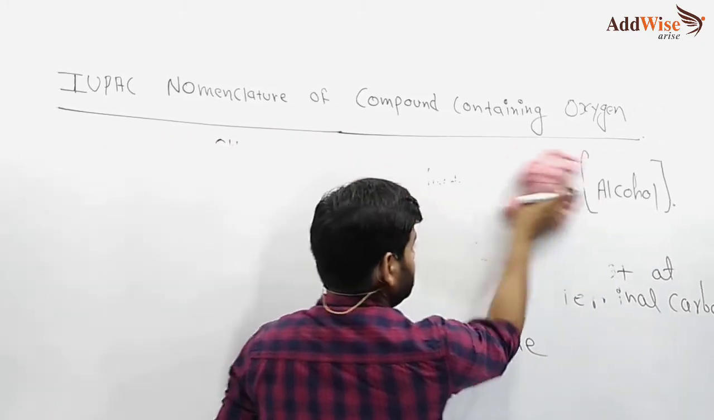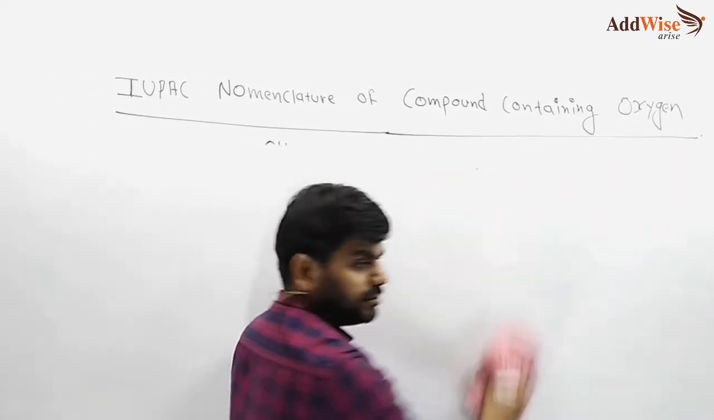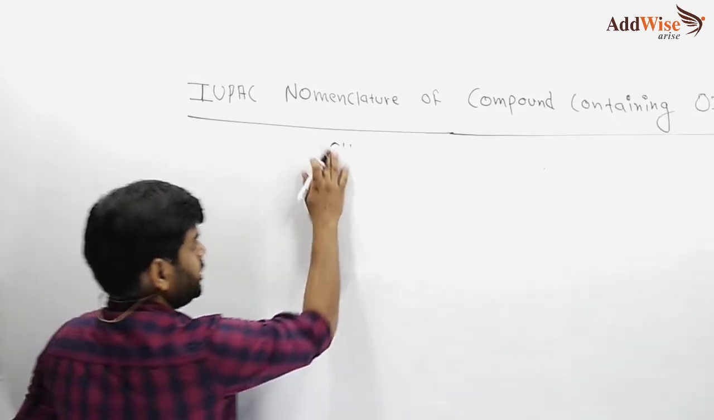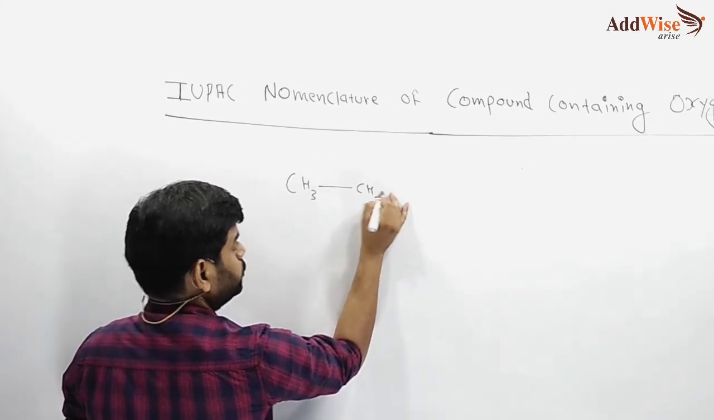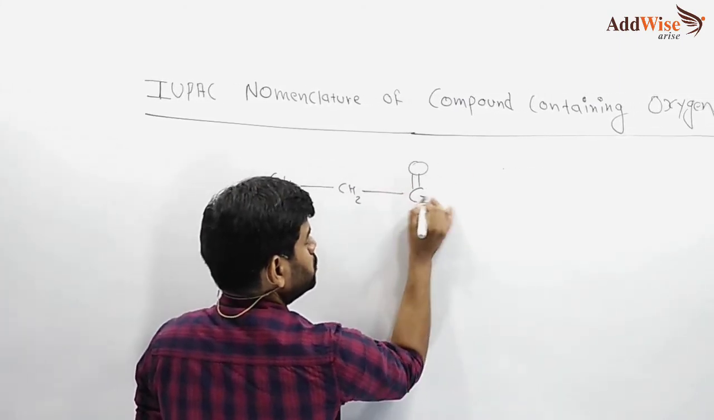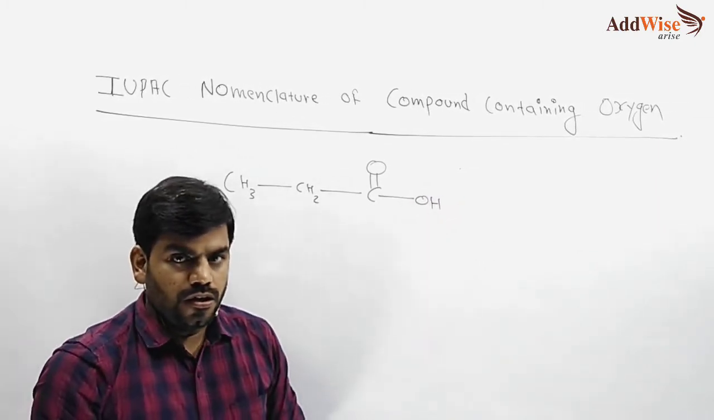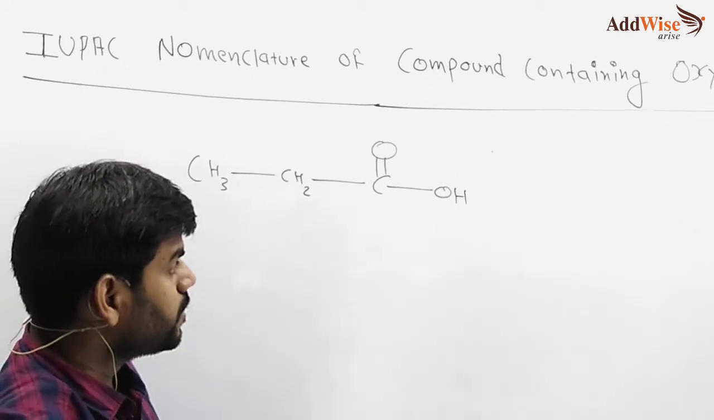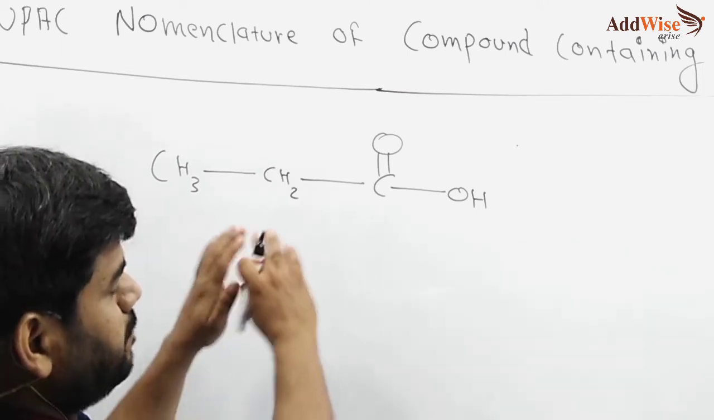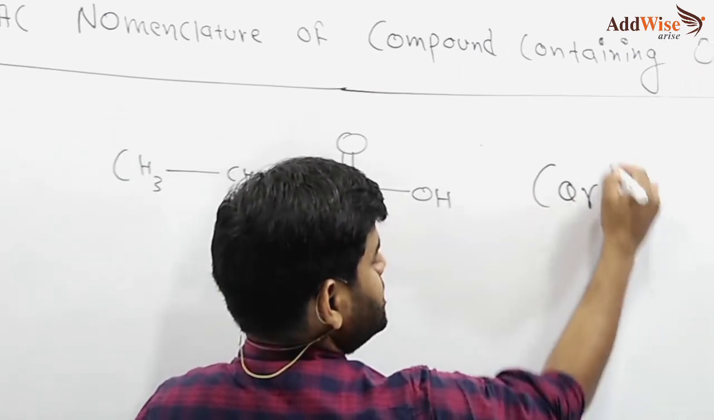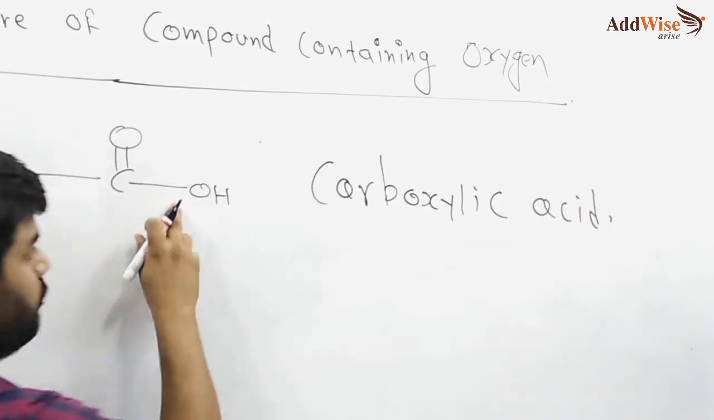Such kinds of questions they can ask in your examination. They will give a structure and ask you to identify the functional group present in that compound. Let's take one more example, students: CH3, CH2, C double bond O, OH. Can you identify this functional group? Sir, this C double bond O OH is a carboxylic acid. Exactly. This compound contains carboxylic acid as the functional group.